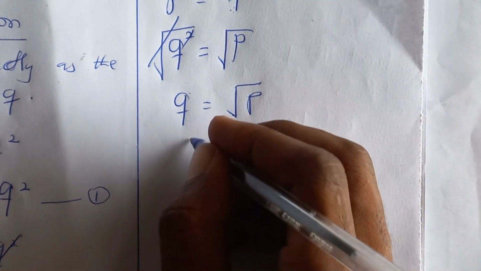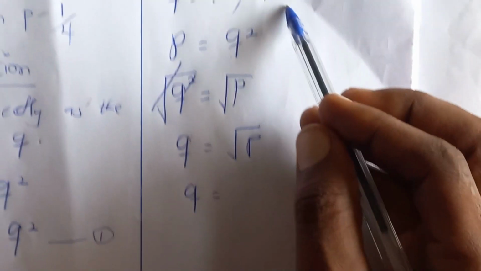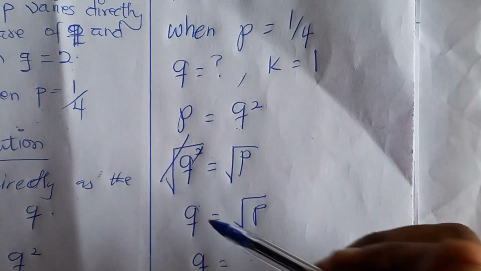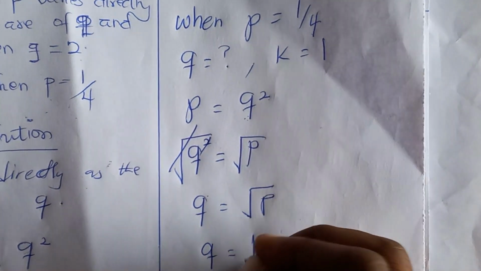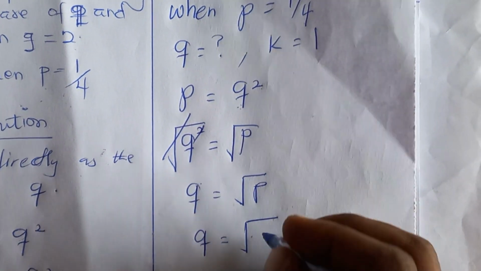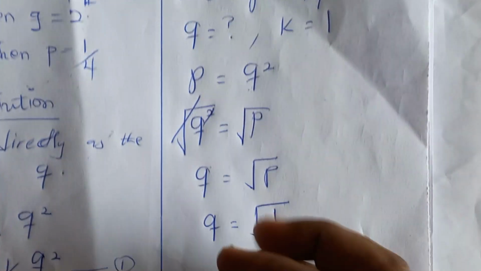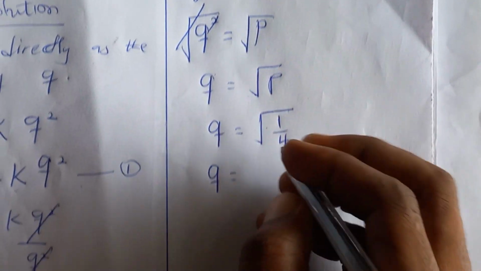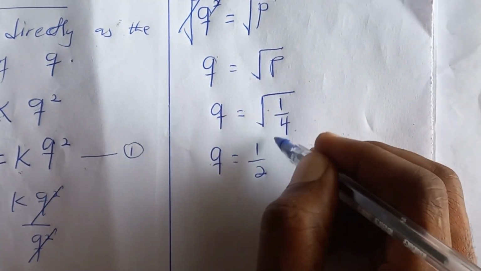We substitute the values in. We're going to get Q, which is equal to, don't forget, k is already 1, so we don't need to even show k, the root of 1 over 4. P is 1 over 4 here. So we get Q is equal to 1 over 2, because the square root of 1 over 4 is 1 over 2.